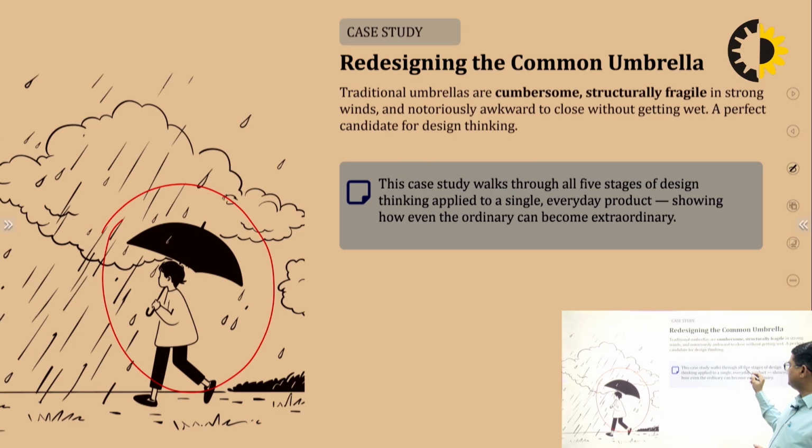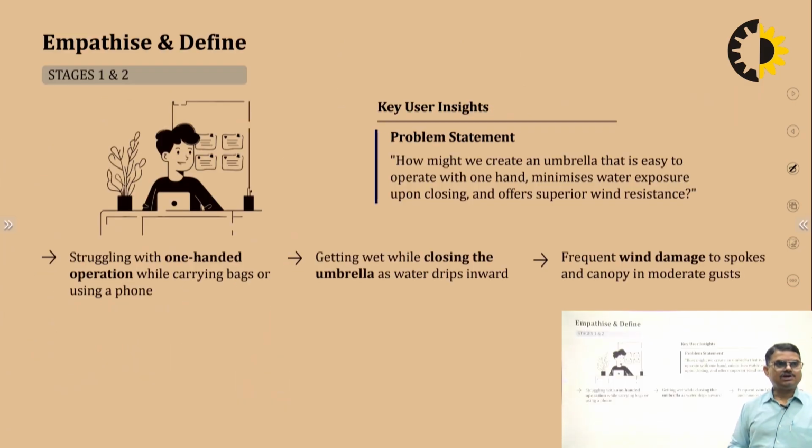In this case study, we are going through all 5 stages of design thinking, and let's see quickly what I am doing with this case study. The key user insights, this is the problem statement. How might we create an umbrella that is easy to operate with one hand? This is the first thing that we are focused upon.